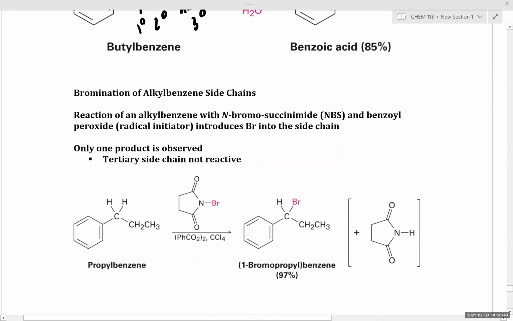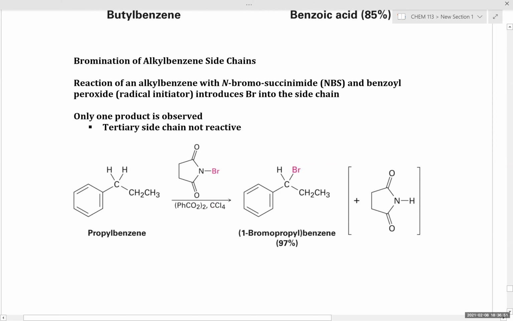Okay, so let's talk about this other way that we can leverage this very reactive benzylic position. And these benzylic hydrogens in particular are very easy to abstract under radical chain conditions. So a reaction of an alkyl benzene with N-bromosuccinimide and benzoyl peroxide, that's just our generic radical initiator, introduces bromine into the alkyl side chain. So only one product is observed, and tertiary side chains, again, are not reactive because there's no hydrogen to abstract.